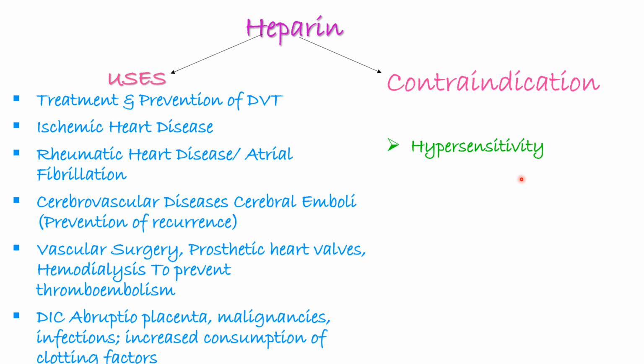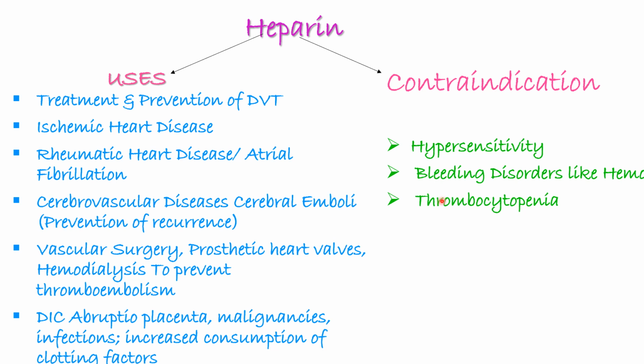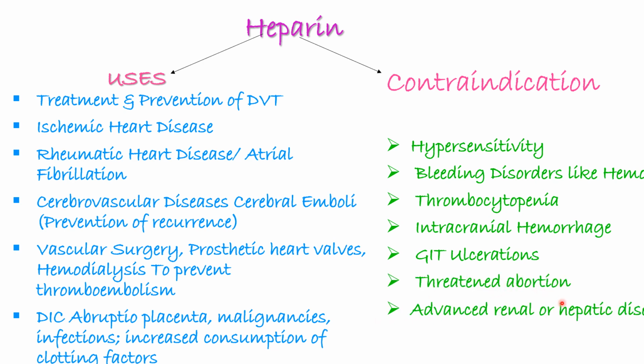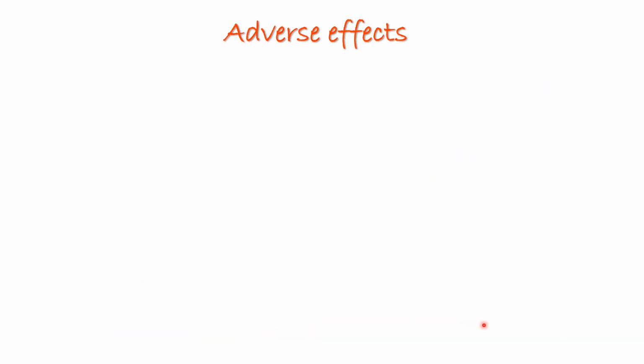Contraindications: number one is hypersensitivity. Number two is when you have bleeding disorders such as hemophilia, or thrombocytopenia, as I mentioned before. One of the side effects of heparin is heparin-induced thrombocytopenia. Then where you have risk of intracranial hemorrhage, and where you have GI ulceration, because when you have an ulcer, you are more predisposed to bleeding. So if I give you heparin, it's like I'm telling the ulcer, hi, then we can bleed because I've already given you blood thinners. And then threatened abortions, and advanced renal or hepatic disease.